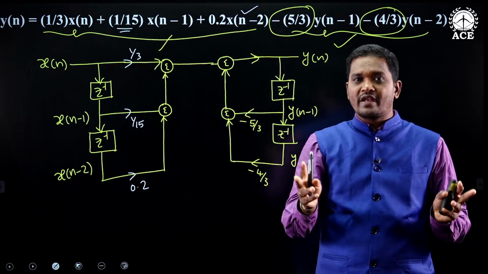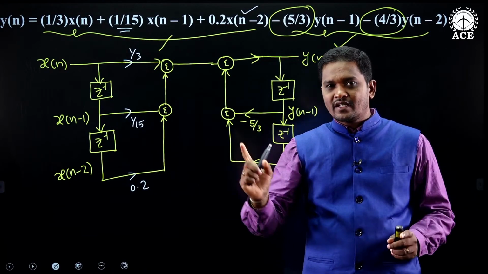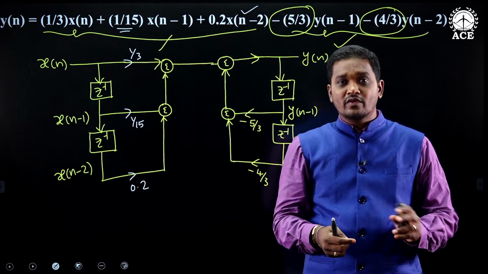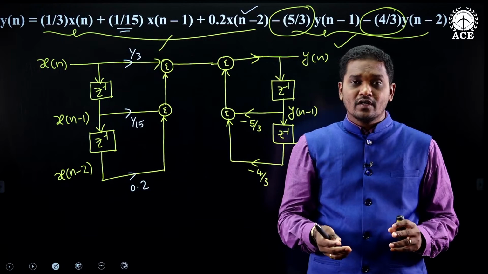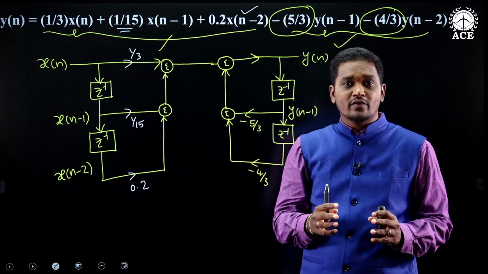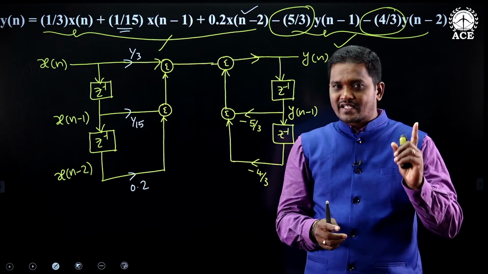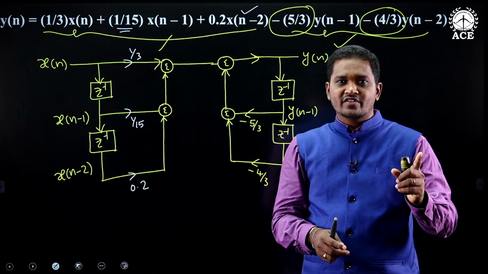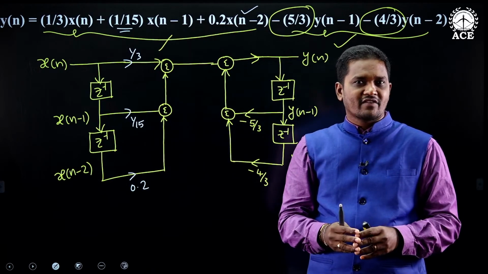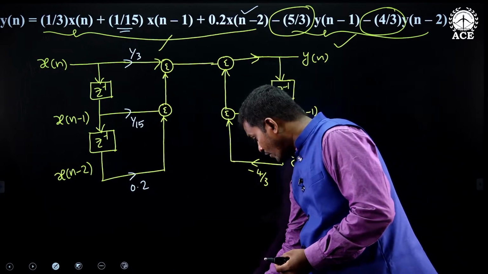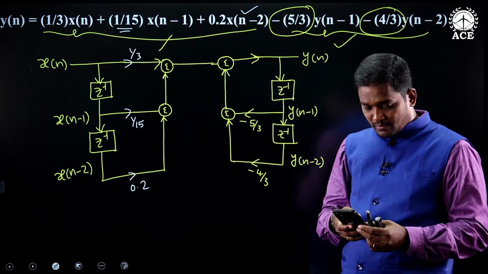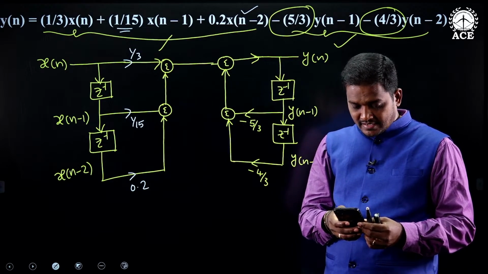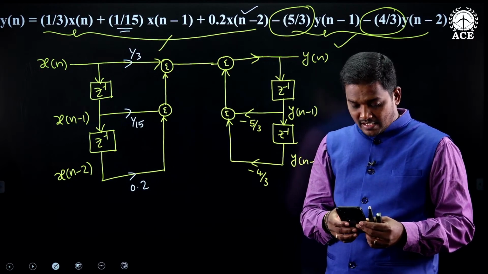I have solved 2 previous year questions. One is a difference equation, another is a transfer function. In the exam, they may give anything, a difference equation or a transfer function. This is the way to realize by using the direct form 1 method. What do you need? A difference equation. So, if a transfer function is given, convert the transfer function to a difference equation. Understood? If you have any doubts on the direct form 1 method, please post your queries in the live chat, and I will respond.